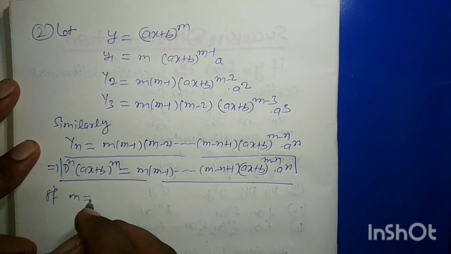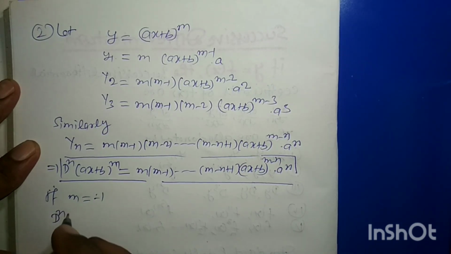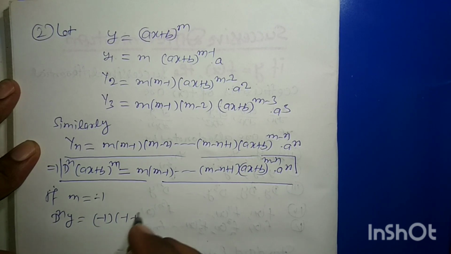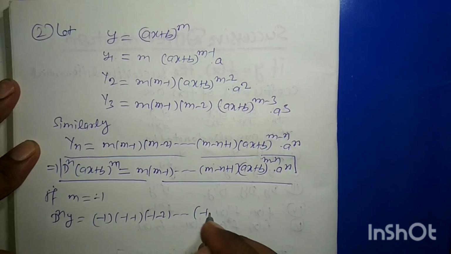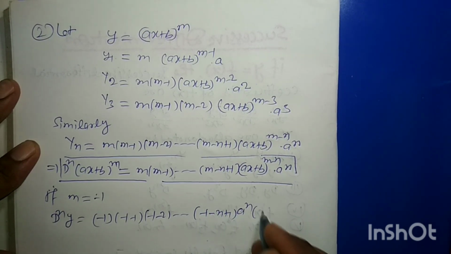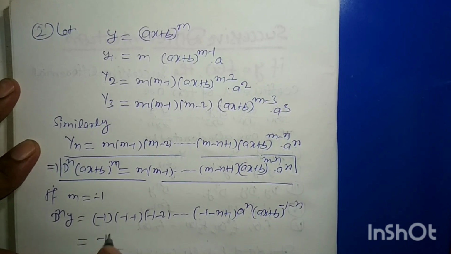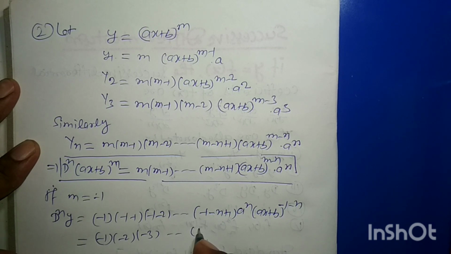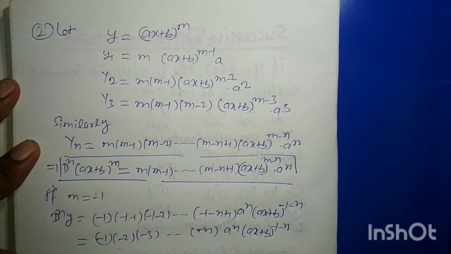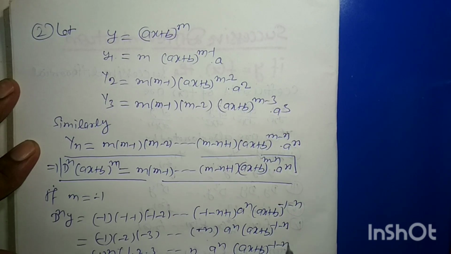If m is equal to -1, then yn = (-1)(-1-1)(-1-2)...(-1-n+1) a^n (ax+b)^(-1-n) = (-1)(-2)(-3)...(-n) a^n (ax+b)^(-n-1) = (-1)^n (1·2·3···n) a^n (ax+b)^(-n-1).